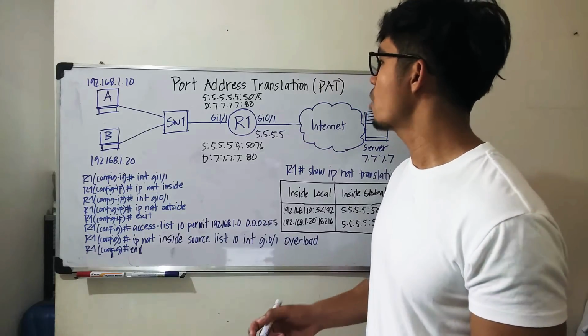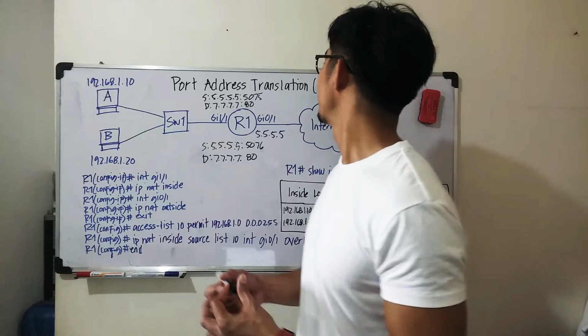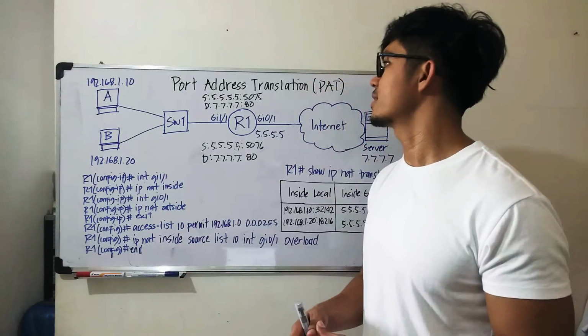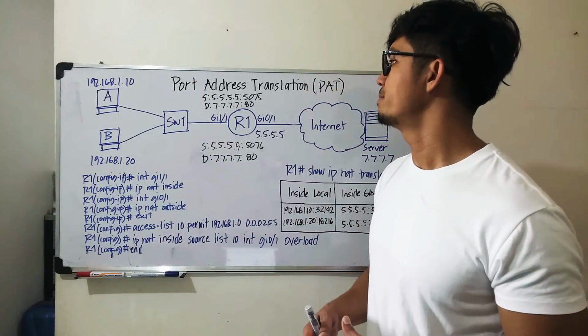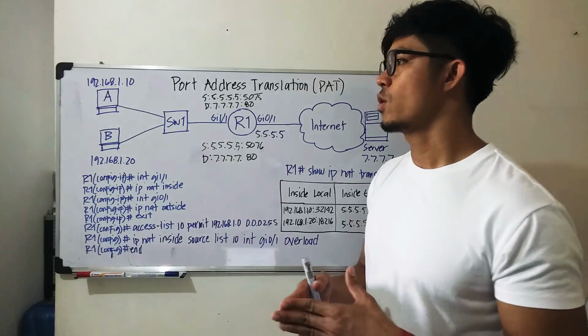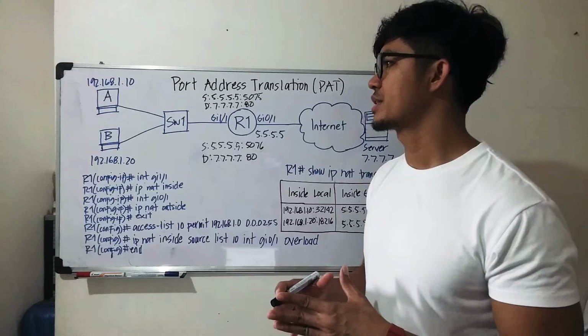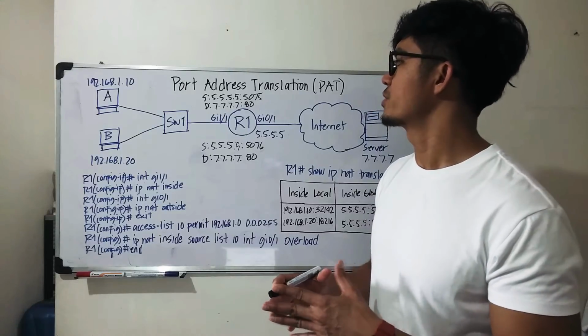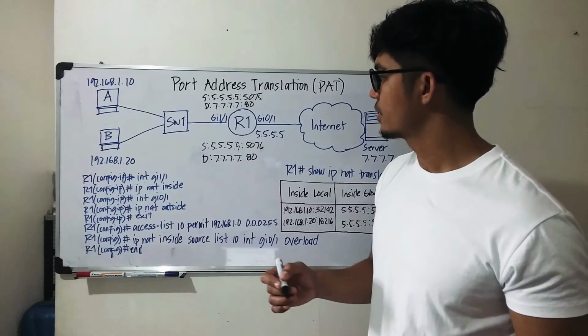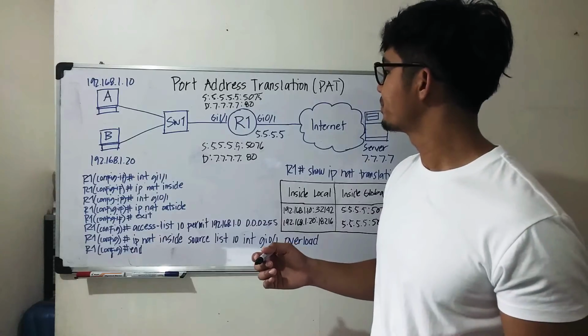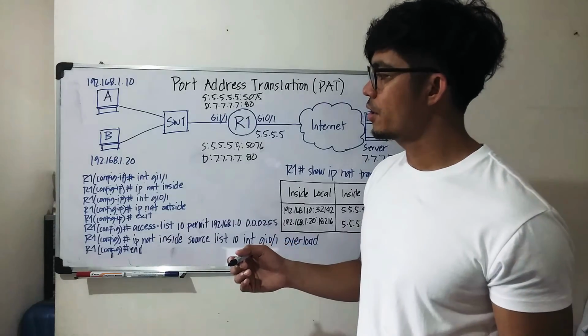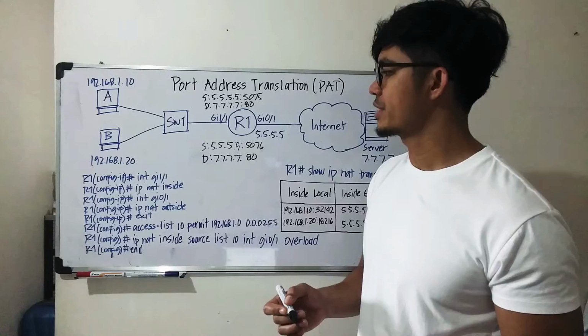So that's how PAT works. So it tracks all the port numbers, so you can have separate flows. So let's take a look at how we can configure it.